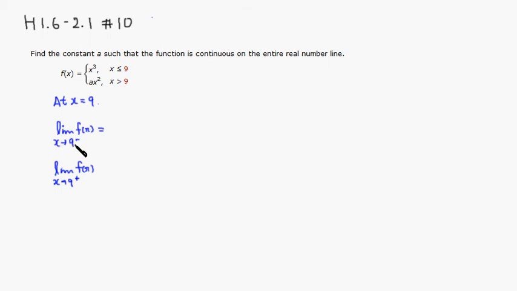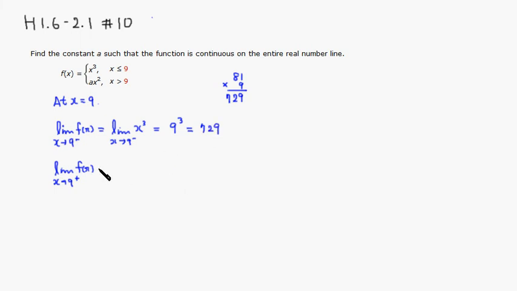Since x is approaching from the left, we're looking at the top formula. So you have a limit of x cubed as x approaches 9 from the left. All right, so we just plug in. That's kind of a big number, 9 cubed, right? So what's 9 cubed? 81 is 9 squared, times 9, so 9 times 1 is 9, 9 times 8 is 72, right? So it's going to be 729, right?